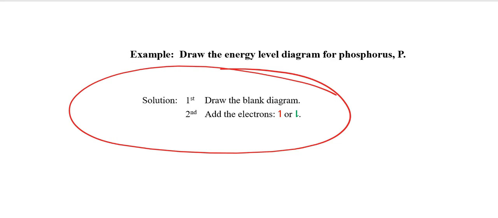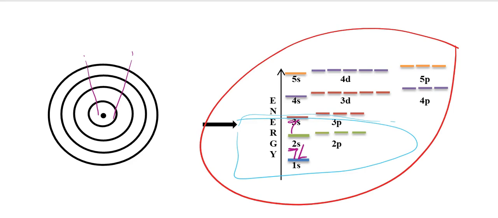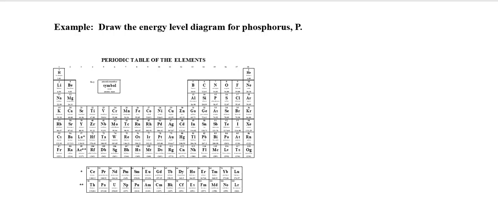So every time, set up the board and draw your blank energy level diagram first. You don't have to draw all of it, draw as much as you need, but draw the blank diagram first, then put the electrons on. It's a lot easier. Okay, so let's draw the energy level diagram for phosphorus.